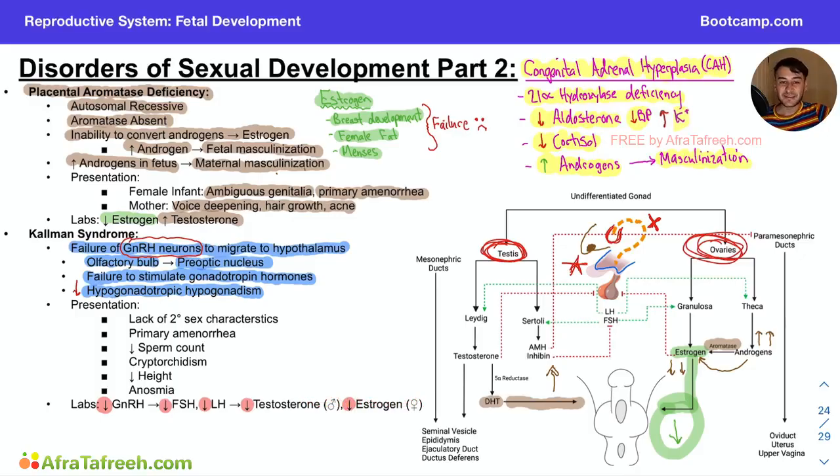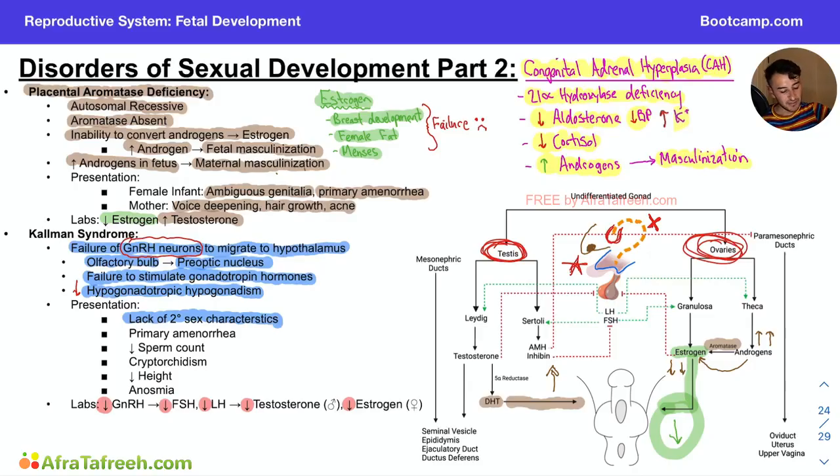So let's talk about how this is going to present based on the pathophysiology we just discussed. We're going to have lack of secondary sex characteristics in these patients, and this makes sense, right? Because at the end of our pathway here, we have decreased testosterone and decreased estrogen, and we know that those are important for development of these secondary sex characteristics.